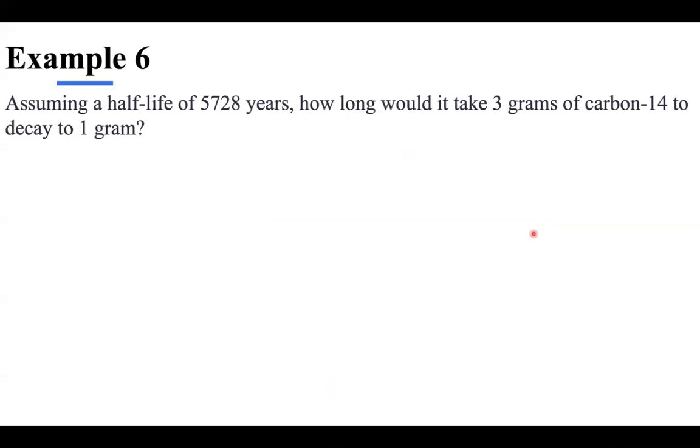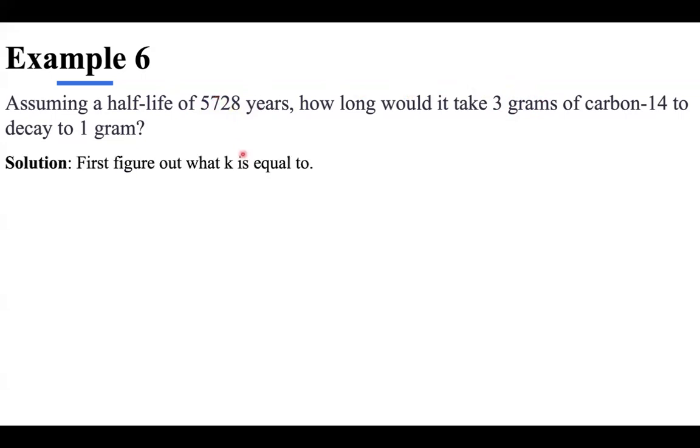Example 6: assuming a half-life of 5,728 years, how long would it take for 3 grams of carbon-14 to decay into 1 gram? The half-life, the time it would take for 3 grams to decrease to half of it, which is 1.5, is about 5,728 years, right? That's what we know from the half-life. For this to decrease from 3 to 1.5, it would take this much.